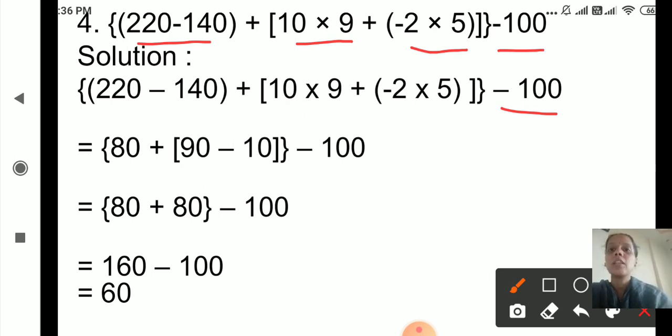As you can see in the solution, first we'll write down the question as it is. So 220 minus 140 plus 10 multiplied by 9 plus minus 2 multiplied by 5 and outside the bracket minus 100. Now we'll start solving.